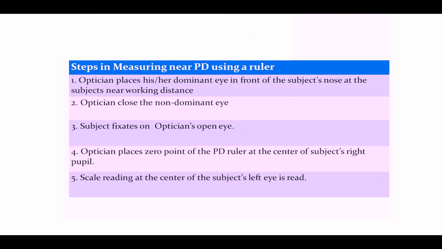There's also something called near PD. How to measure the near PD? You need to place your dominant eye in front of the patient. Close the non-dominant eye. Place the 0 point on the PD ruler on the right pupil, which I have told you before. Scale the reading at the center of the pupils, right?